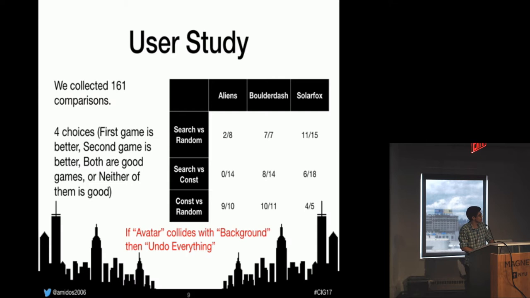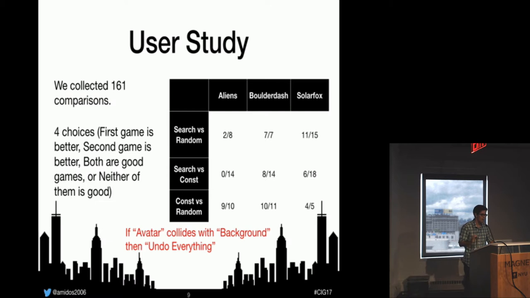We also did a user study. This user study was collected using 161 comparisons. We would give users 2 different games to play, and then they would compare those games and decide either if game A was better than game B, or if game B was better than game A, or if both games were just trash, or if both of them were good. We decided to throw away all the answers that had to do with both of them being bad or both of them being good because we found that they weren't statistically significant. And that's why you see some of the denominators don't add up to 161.